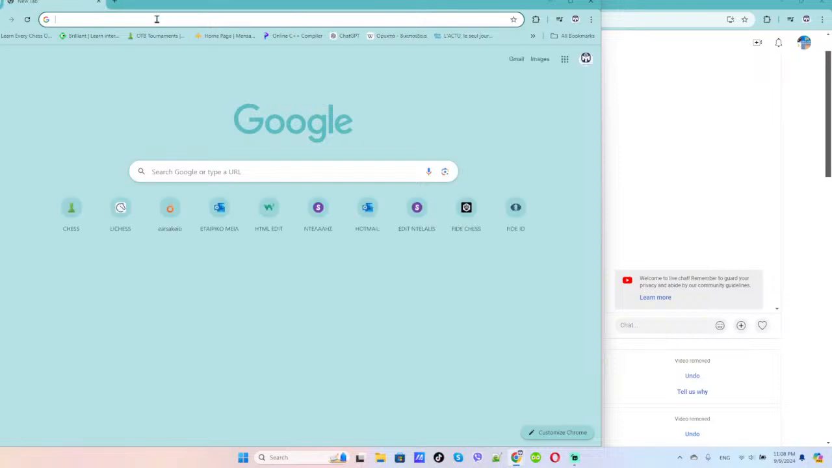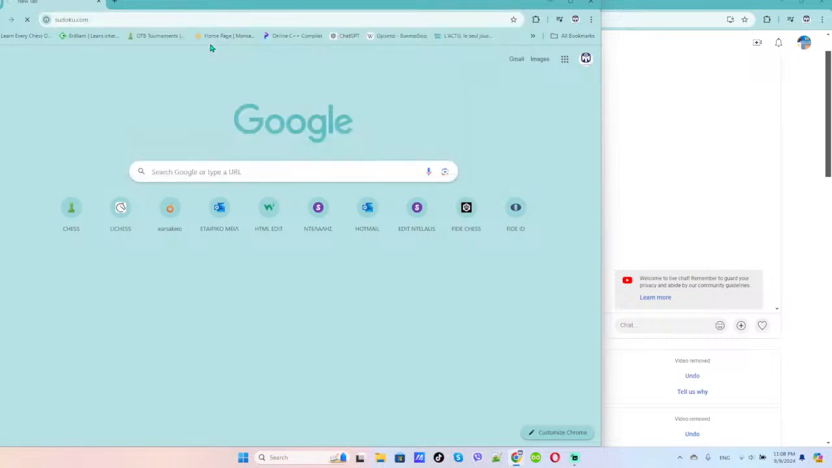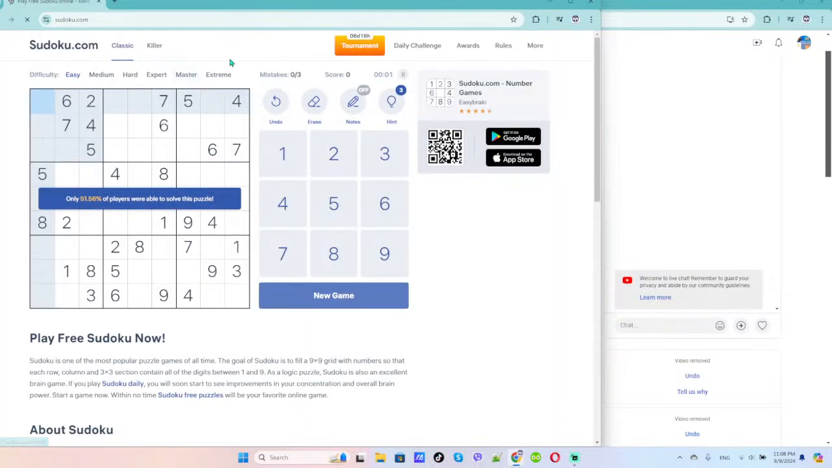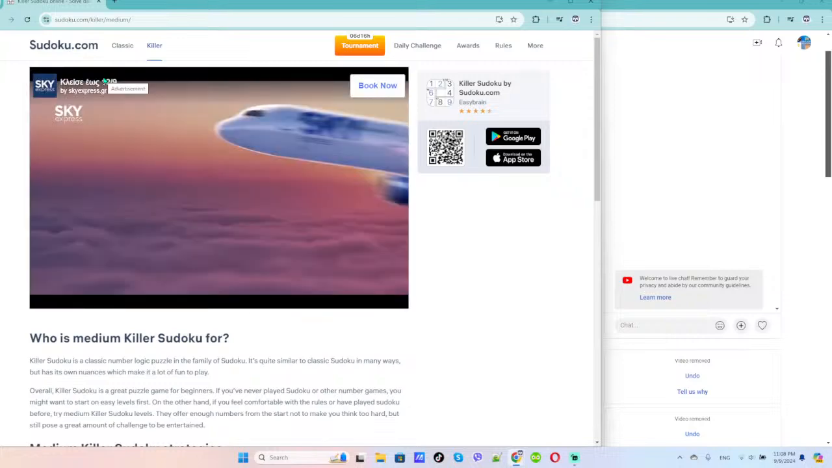Tips for the solution. The final Sudoku for today is a killer Sudoku, a medium killer Sudoku.